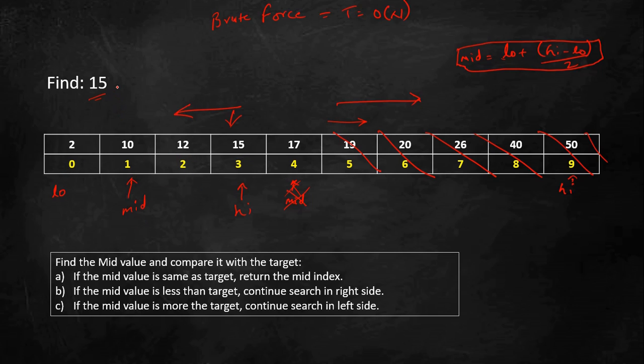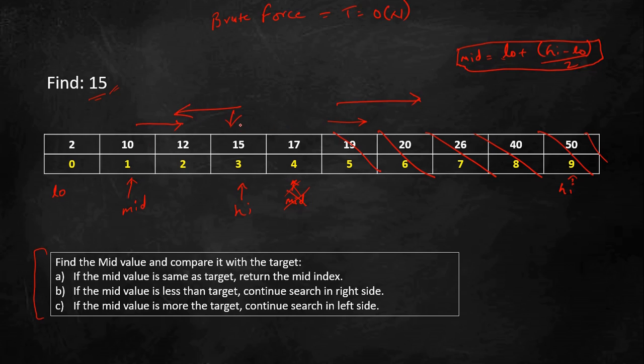Now again I will compare this target value with my mid. The value at mid is 10. So again using this logic, my target is greater than my mid value. Here it says if the mid value is less than the target, that is what is happening here, my mid value is 10 and that is less than my target. In that case continue search on the right side. So I will continue search on the right side of the range.